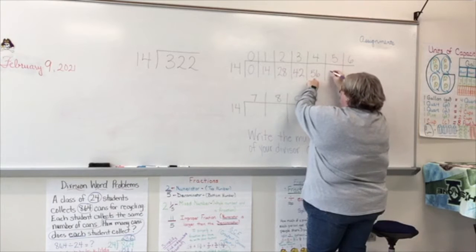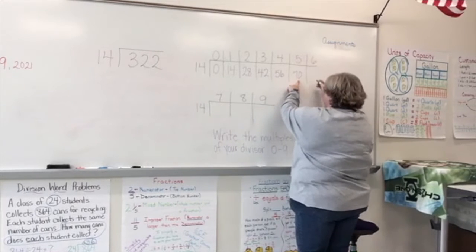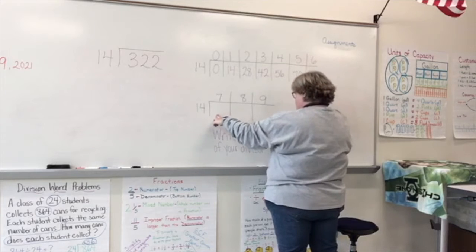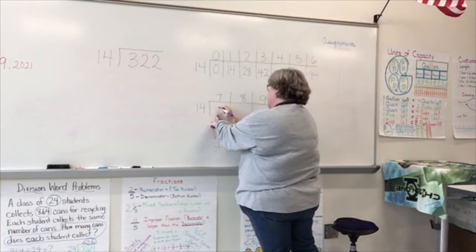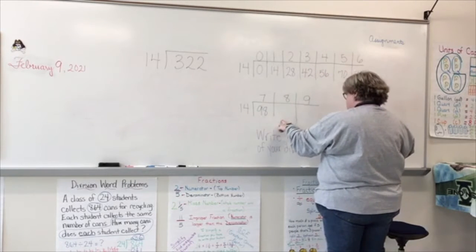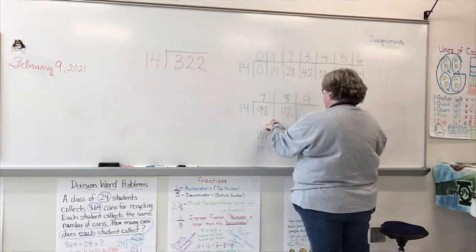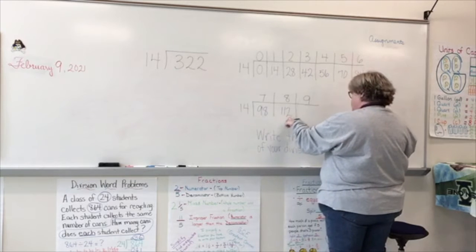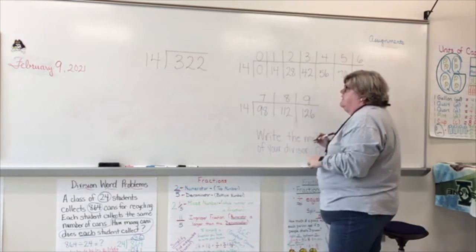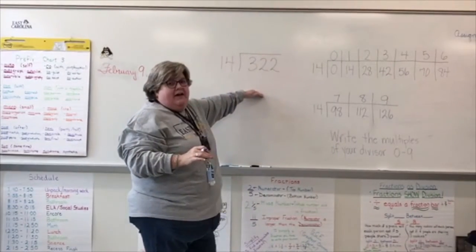56 plus 14 is 70. 70 plus 14 is 84. 84 plus 14 is 98. And 14 times 8, which is 98 plus 14, is 112. And then 112 plus 14 is 126. So once they have written their multiples out, they're able to start dividing.